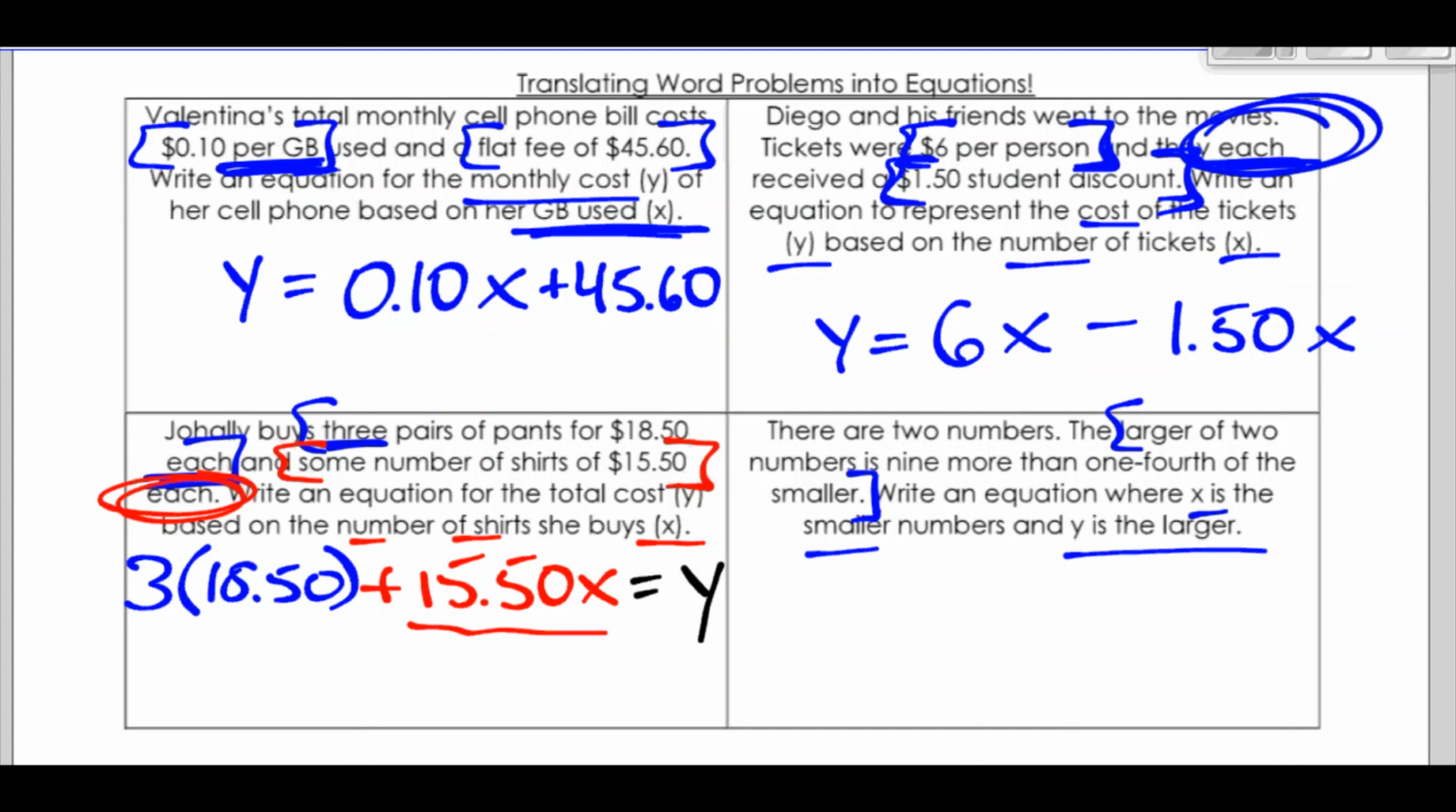Okay, so I'm just going to break this down. Actually, this is more direct translating. The larger one, we're calling that Y, that equals, Y equals 9 more than, that's 9 that's being added to something, so I'm going to do plus 9 on the end of this, 1/4 of the smaller one, 1/4 of X.